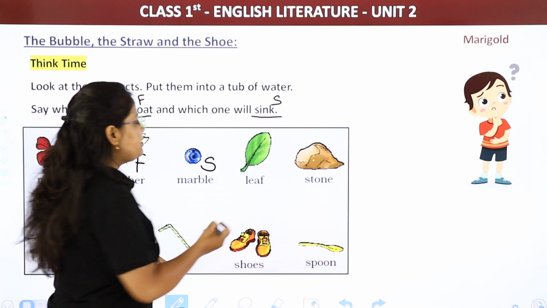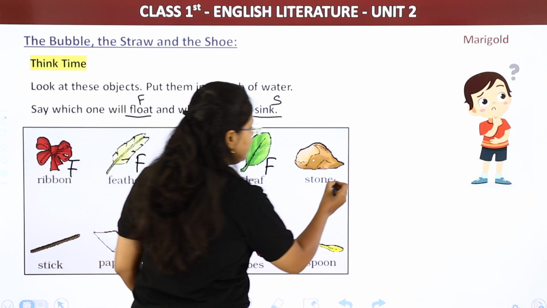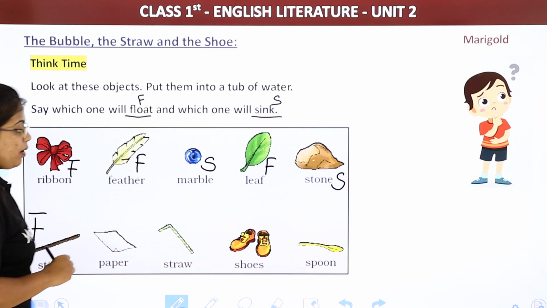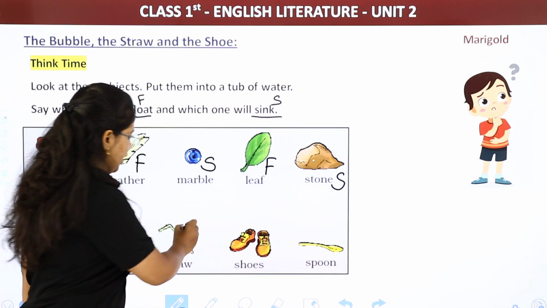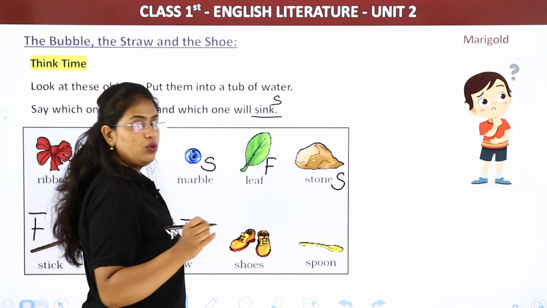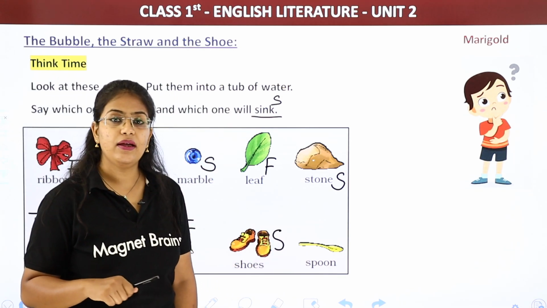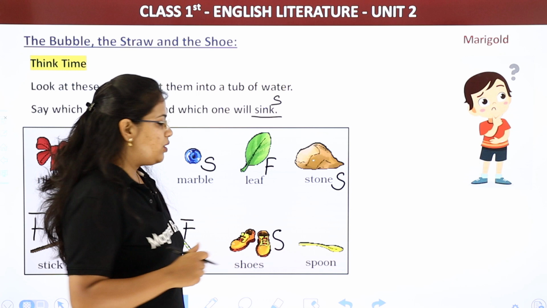Leaf. Leaf is light, it will float. Stone. Stone is heavy, it will sink. Stick. Now this can float, this can sink. अगर हल्का सा छोटा सा लकड़ी होगा तो it will float, otherwise it will sink. Paper, it will float. Straw, it will float. Shoe, it will sink. Spoon, अब spoon अगर plastic का है तो it will float, अगर metal का है तो it will sink. So this is on you.